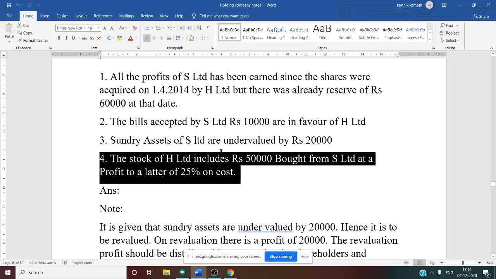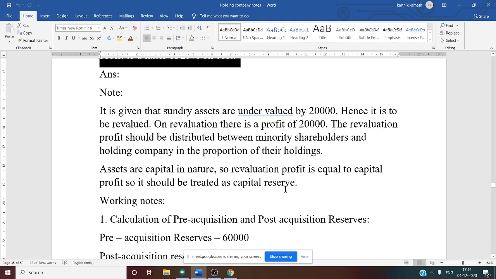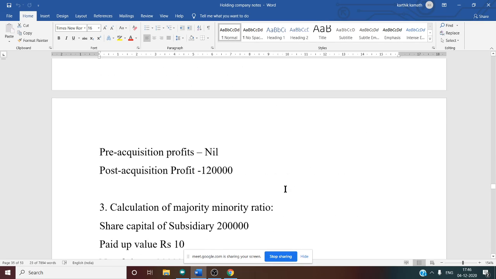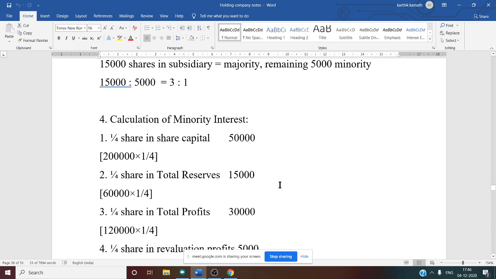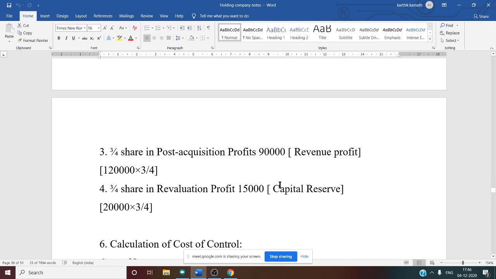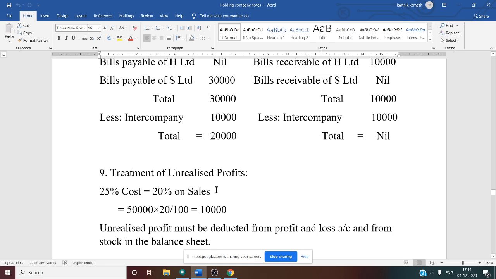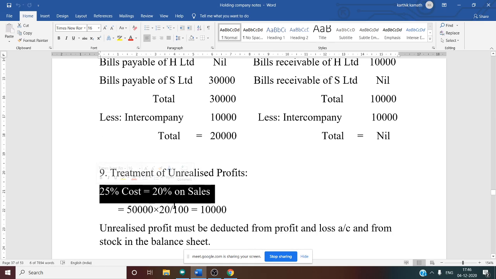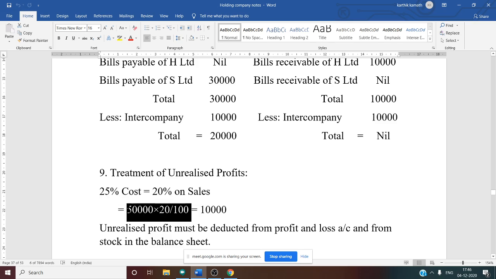So your holding company has 50,000 unsold stock. Whenever there is unsold stock, there is unrealized profit. The amount we know is 50,000, and the percentage we know is 25% on cost, but we want it on selling price. Since it is already discussed, 25% on cost is equal to 20% on sale. Or else you can do 50,000 into 25 divided by 125, or 50,000 into 20%. You will get 10,000 as unrealized profit.